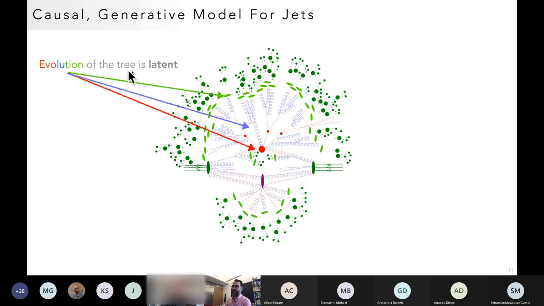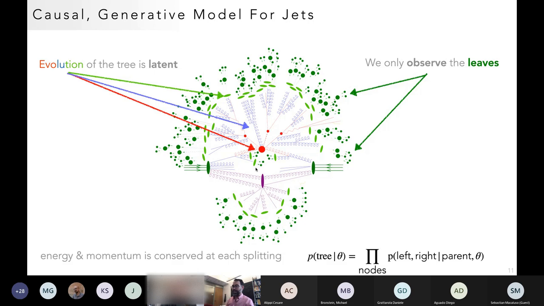And so this evolution of this tree is not observed in the detector. So this is a latent variable that we don't get to see. And it's only these things at the very end, the leaves of this tree, that we get to observe. And if you wanted a little bit more detail, you could think of this as a probabilistic generative model, and the probability for one of these trees decomposes into just a product over what's happening at each splitting. So you have a parent particle that splits into two children, and so you have this simple factorization. And there's also energy and momentum at every splitting along the way. So there's some parts that are deterministic and some parts that are probabilistic.